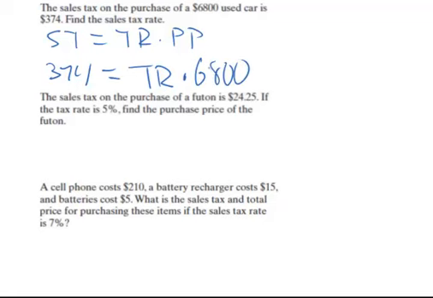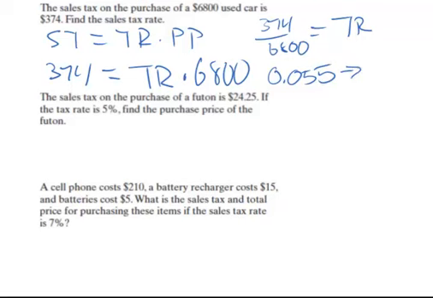So I need to get my tax rate by itself. Since it's being multiplied, I need to divide both sides by 6,800. So I'm going to take 374 divided by 6,800. That's going to give me my tax rate. So I'll take my calculator, 374 divided by 6,800. And so my tax rate I'm coming up with is 0.055. But if I change that to a percent, that should be 5.5%.